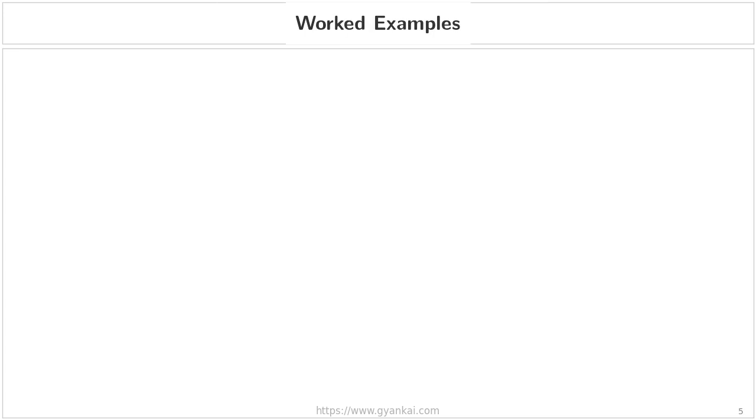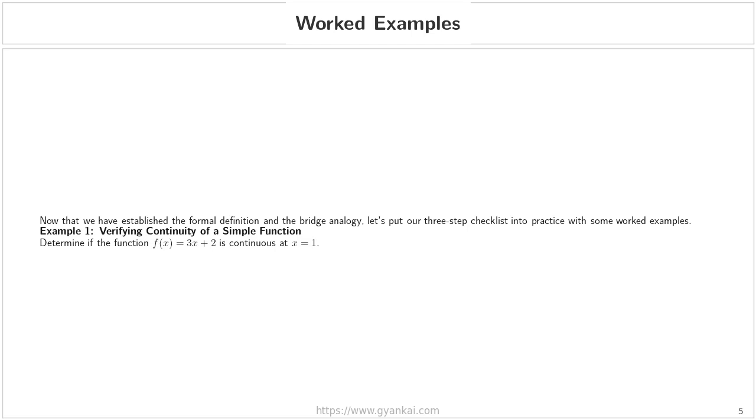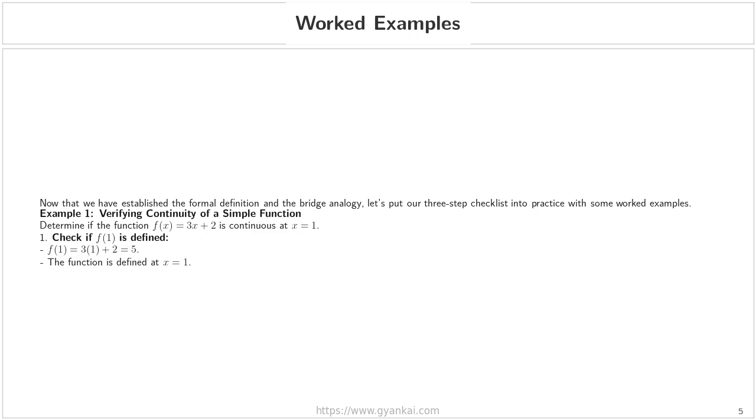Worked examples. Now that we have established the formal definition and the bridge analogy, let's put our 3-step checklist into practice with some worked examples. Let's begin with example 1, where we are verifying the continuity of a simple function. We want to determine if the function f of x equals 3x plus 2 is continuous at the point where x equals 1.